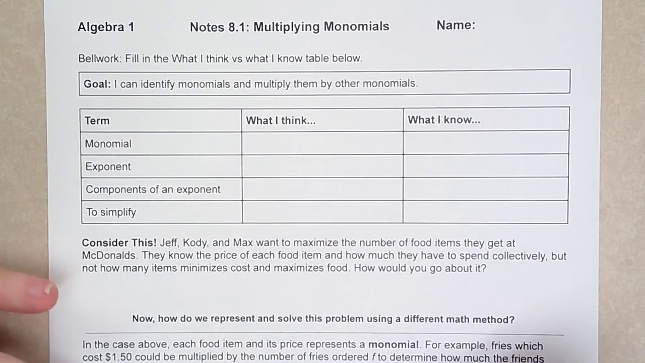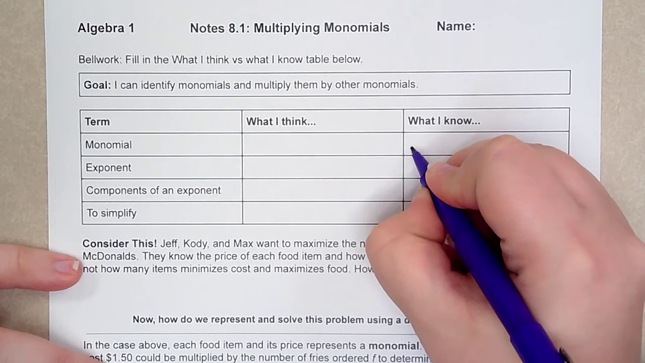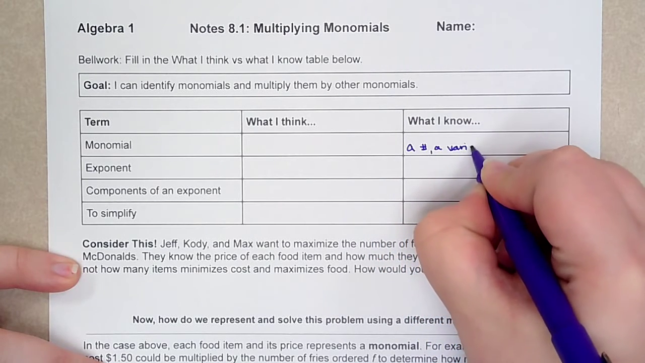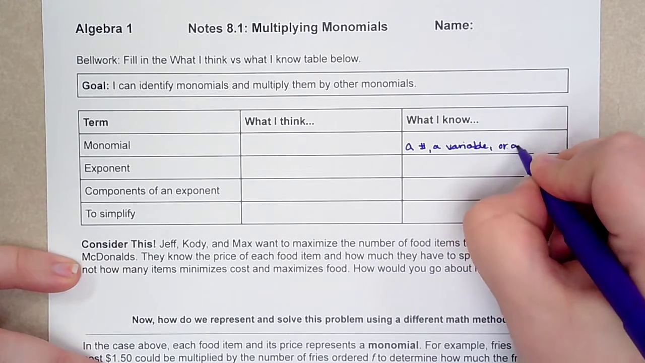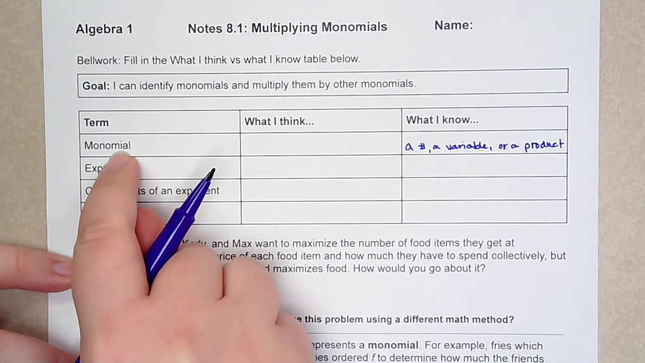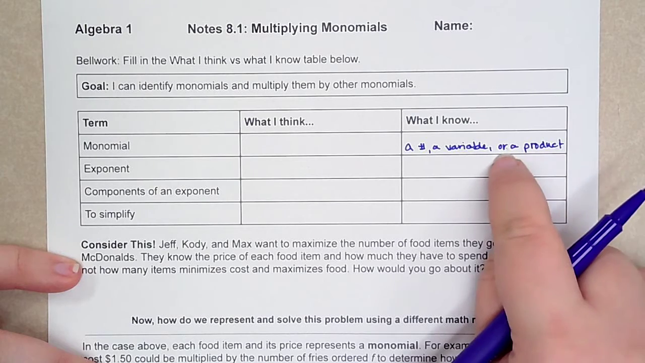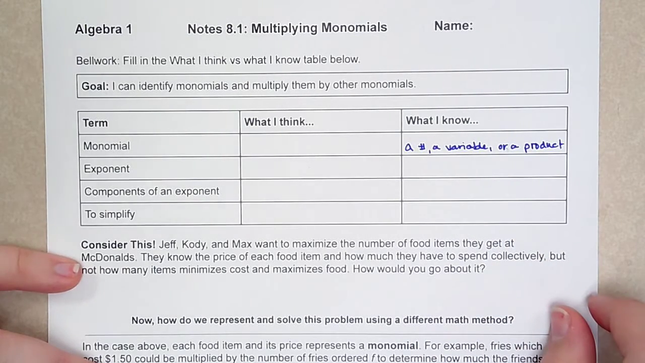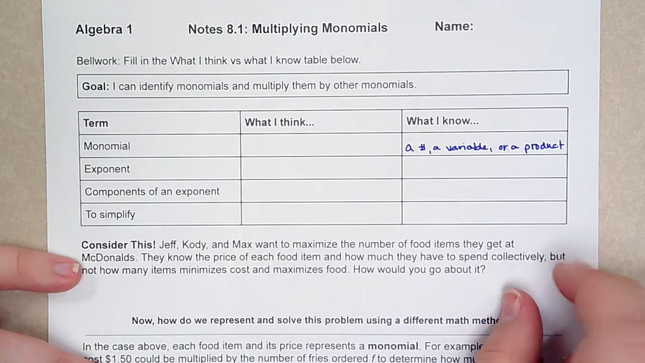I'm going to go ahead and give you my definitions. A monomial in our case is going to be a number, a variable, or a product of both. So an example of a monomial might be 4, it might be x, or it might be a product, like 4x, which would be considered a monomial because it is all one product term.